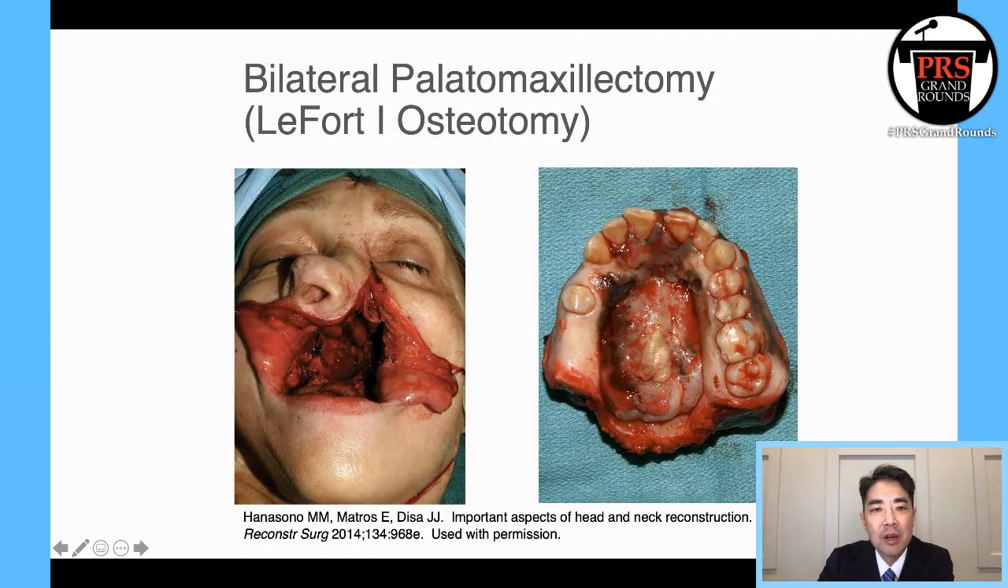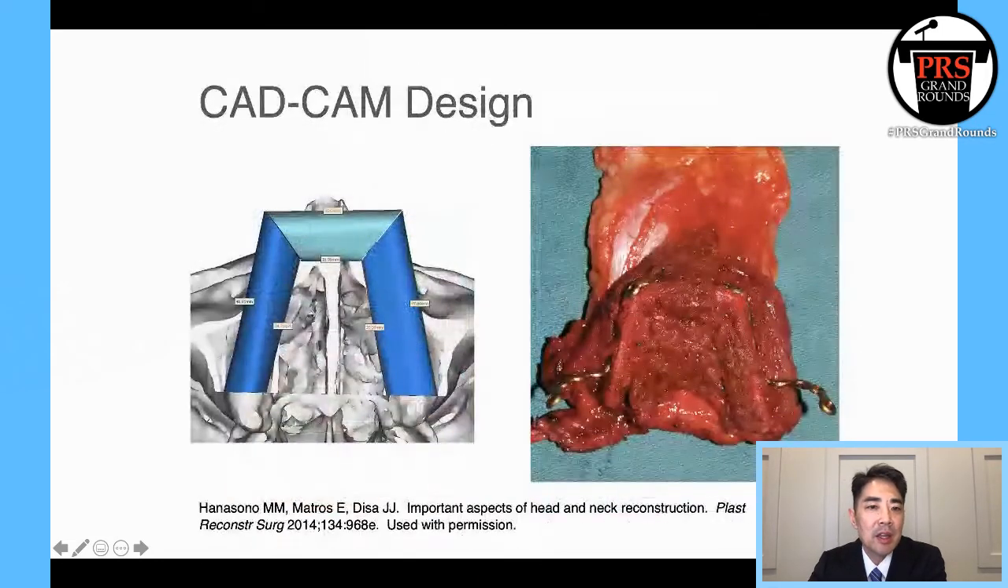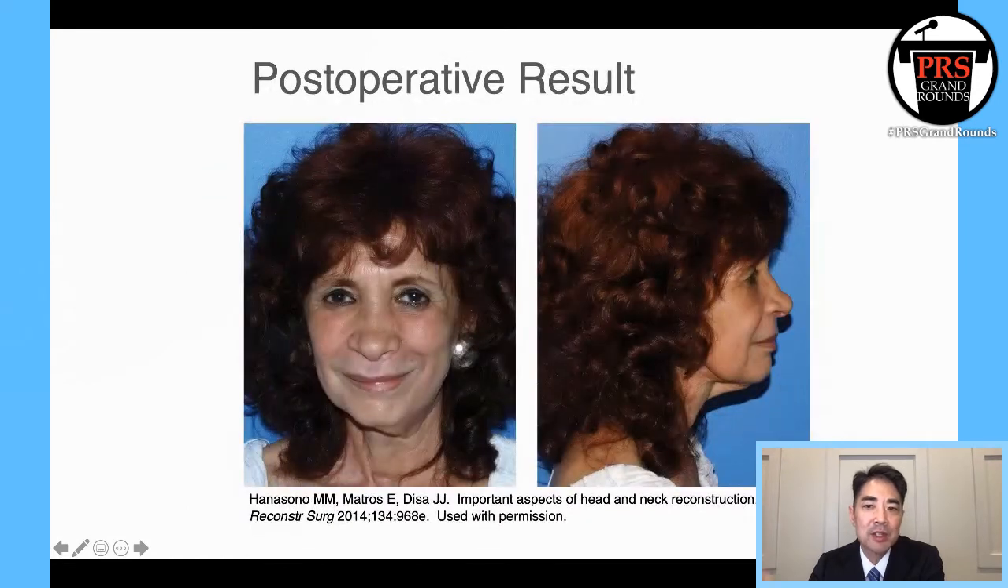And here is an example of that Le Fort 1 osteotomy. This was a mucosal melanoma of the hard palate. So she underwent a palatal maxillectomy resection, and we designed an upside down U with a fibula free flap. You can see there on the right, again, looking very similar to the computer plan. And here in her post-operative photos, you can see that we've restored her height, width, and projection very accurately.